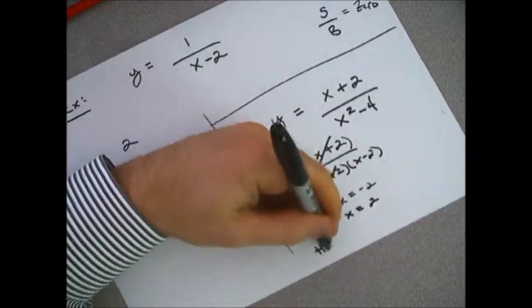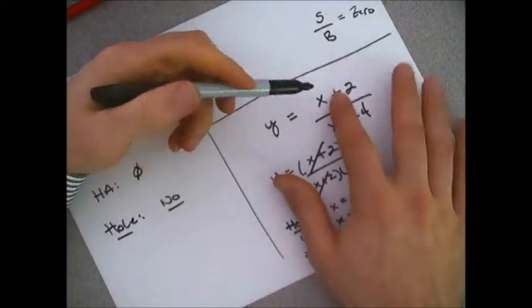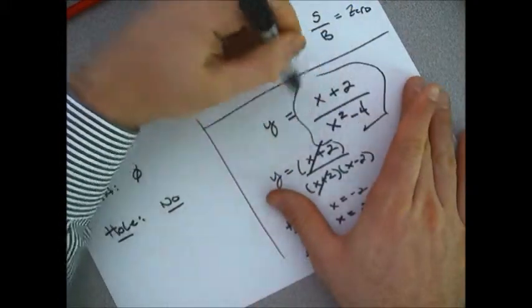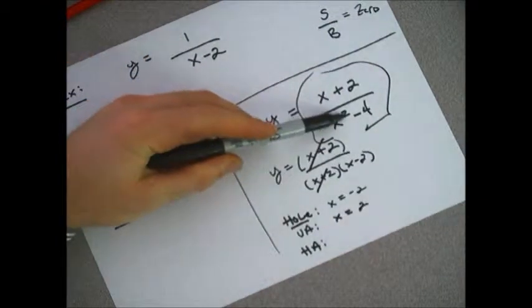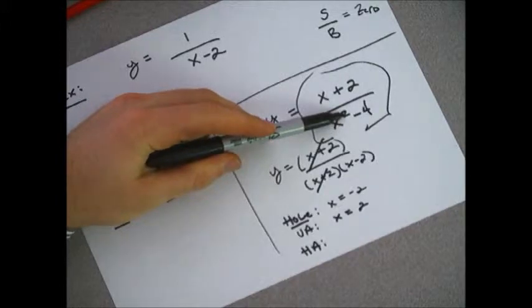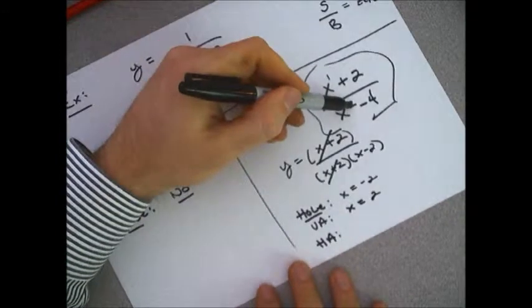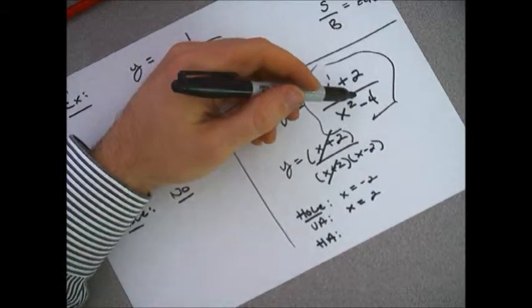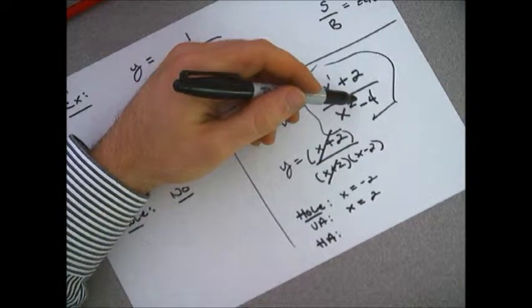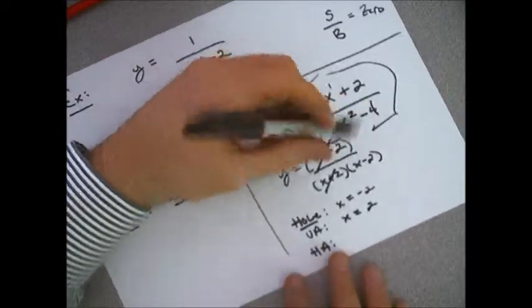And then I want to find the horizontal. Go back to the original problem to find the horizontal. The degree up top was 1. On the bottom was 2. Right? 1 over 2. So that's small over big, and small over big gives me a result of 0. Got to memorize the rules.